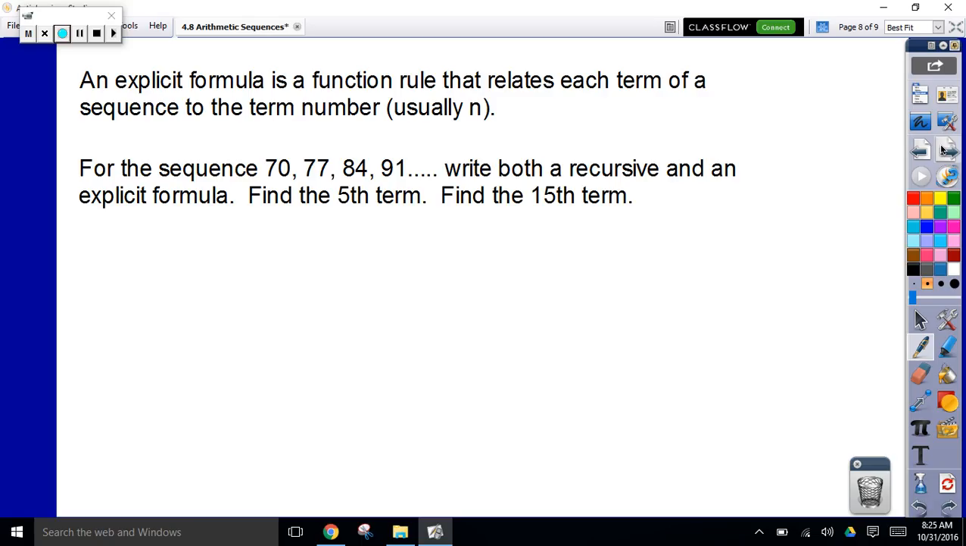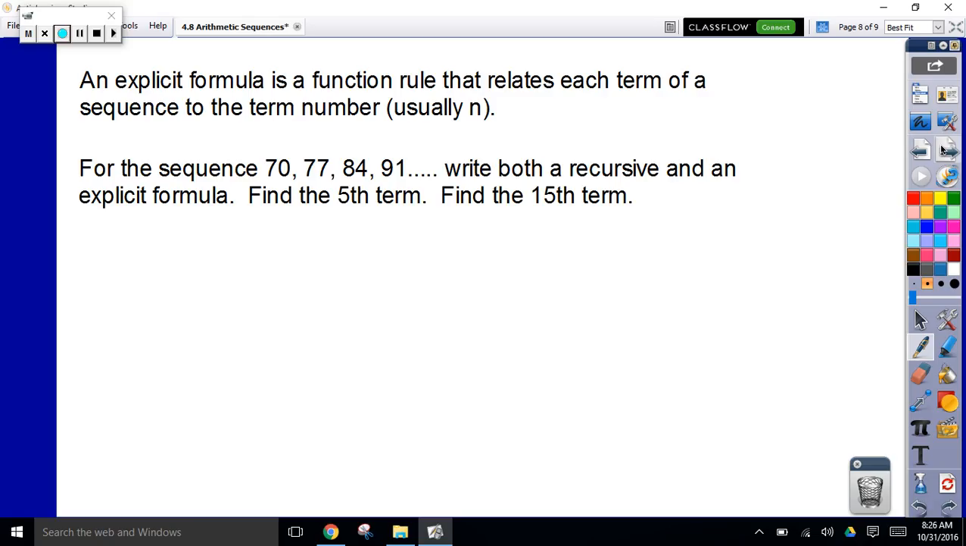And explicit formulas you actually know how to write already. The format looks a little different, but this is what we've been doing when we've been doing patterns in the formulas. So an explicit formula is a function rule that relates each term of a sequence to the term number, which we usually refer to as n. Okay, so for this sequence, 70, 77, 84, 91, we're going to write both a recursive and an explicit formula. So we're going to find the 5th term and we're going to find the 15th term.